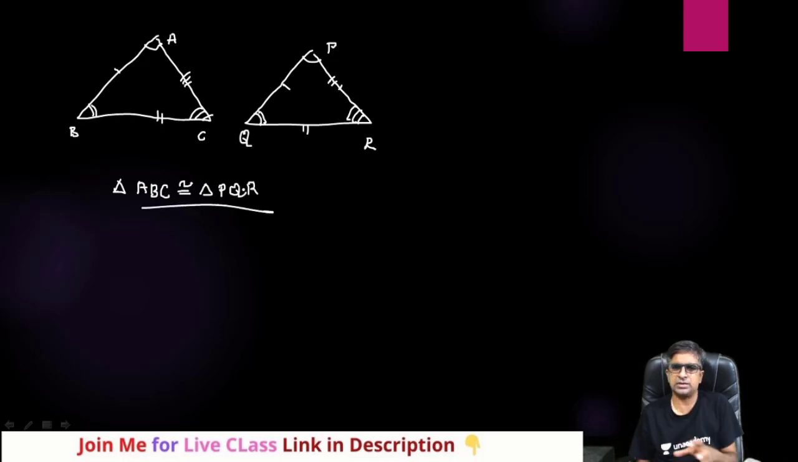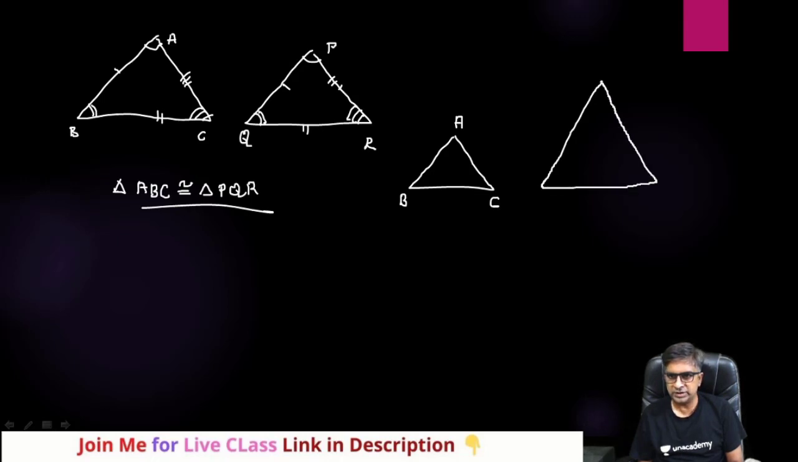But similarity is somewhat the same as this. In similarity, you will get this type of figure, but the size varies in similar triangles. Let me tell you, this is ABC and this is PQR. You can see the size of PQR is greater than ABC. So these two cannot be congruent, but they can be similar. Similar means just to increase the size in the same proportion.